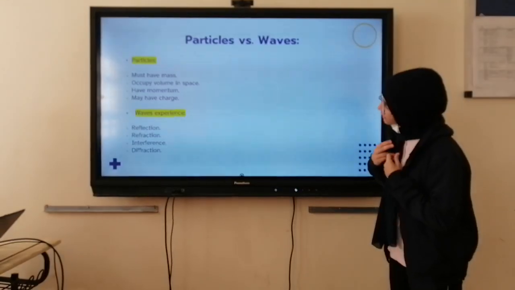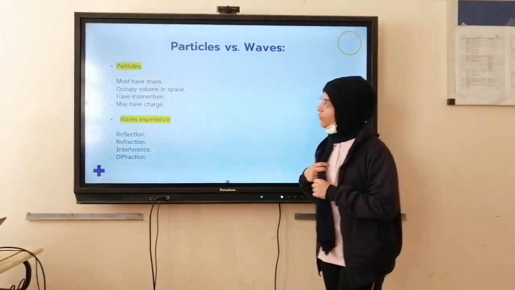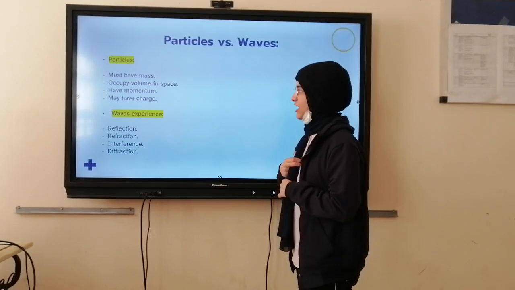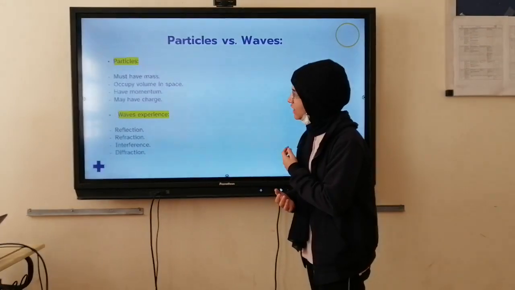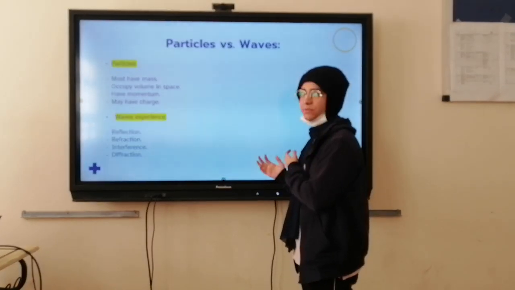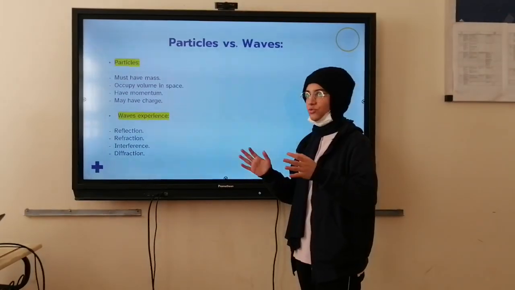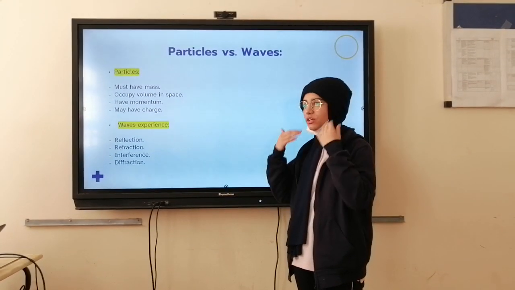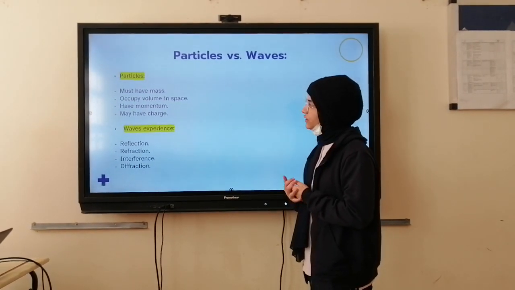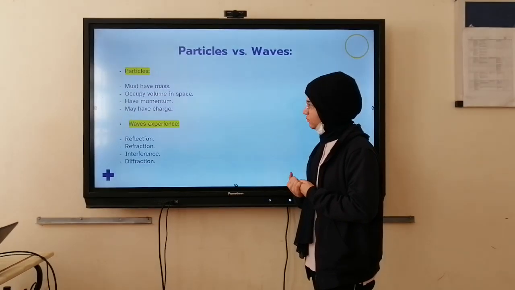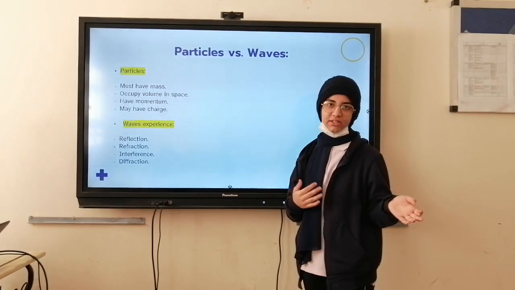Next, we will start with the difference between particles and waves. Particles must have mass, while waves cannot have mass. Also, particles occupy volume in space. On the other side, waves do not occupy volume in space, and we cannot see them with our naked eyes. Also, particles have momentum, and they may have a charge, such as electrons, which have a negative charge.